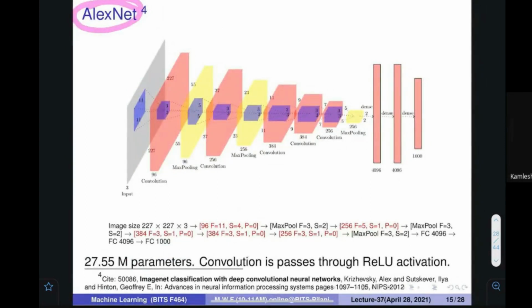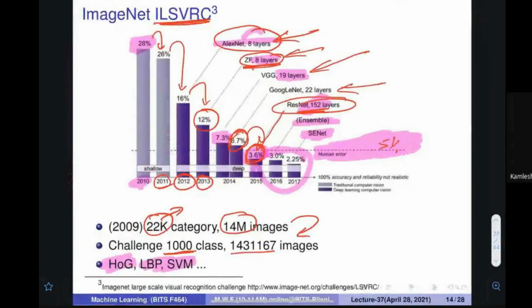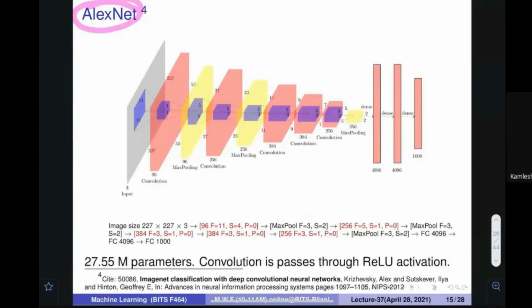As I told you, AlexNet is an 8-layer architecture. So there are 8 layers. The input is a 3-channel image of size 227 cross 227, ImageNet images, and then it applies 96 convolutions of 11 cross 11. So the first thing is 96 filters of 11 cross 11 with stride equal to 4 applied. So you got this thing.